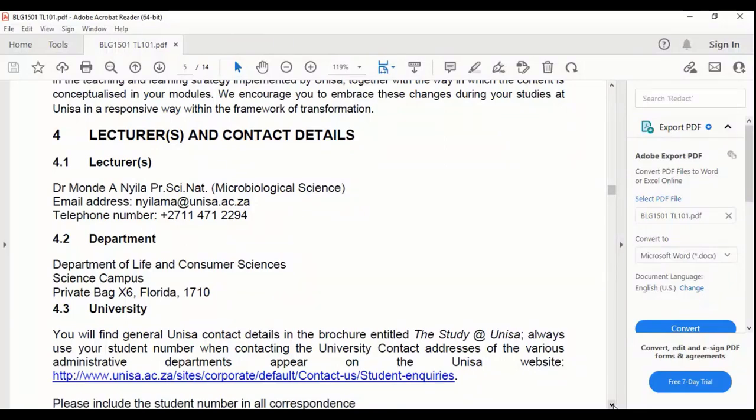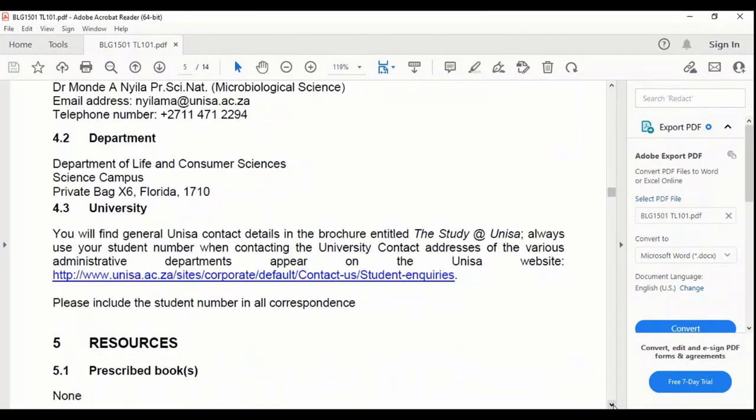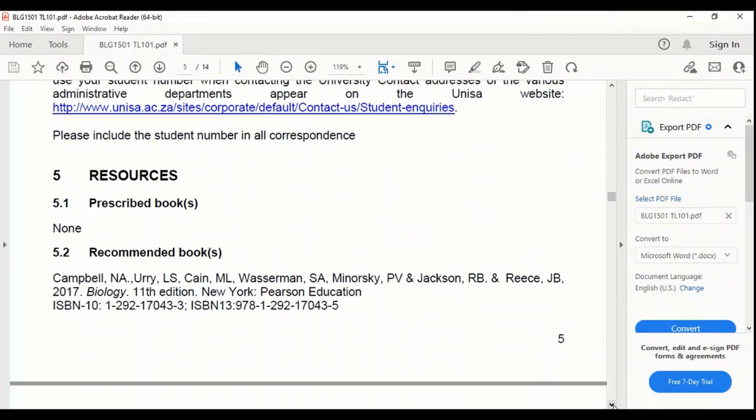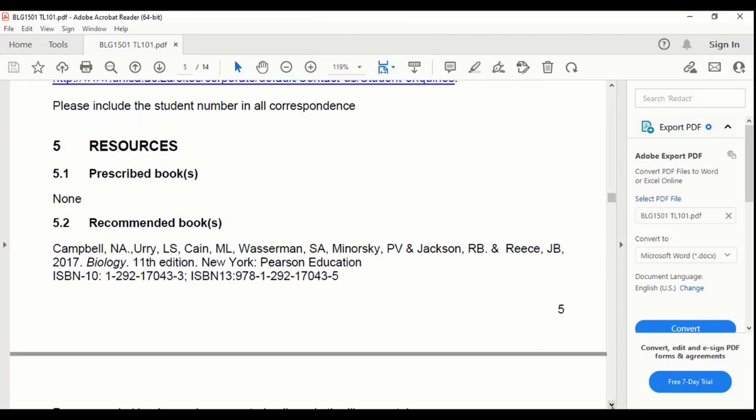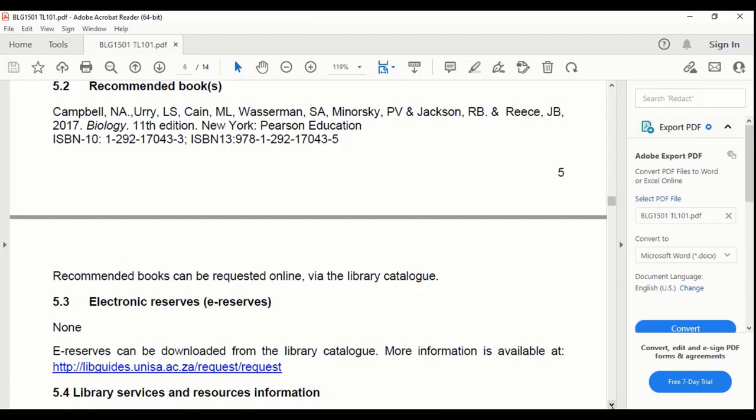Make it known to them that you are struggling with something, if there is that thing that you are struggling with. There are also resources, prescribed books. Most of these things you can get online. There's a portal on your university website. I'm sure all of you have it. I forgot the name they call it. That portal where you have your details, you log in, and then you get access to the prescribed books. It's very, very important.